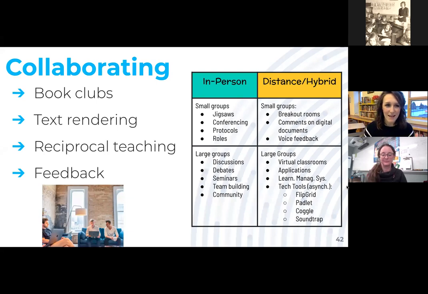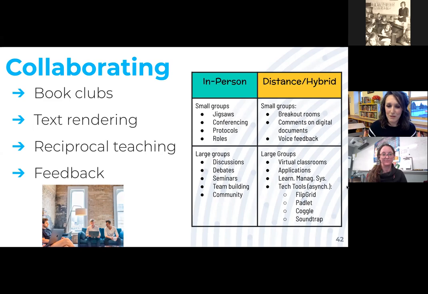Fisher and Frey say that we can have students collaborate through book clubs, text rendering, protocols, reciprocal teaching, and jigsaws, and having students provide each other feedback. In person, this in the past has looked like jigsaws, where students are working shoulder to shoulder, where we're conferencing with small groups or with learners one-to-one, where they are moving about our rooms freely and following protocols and fulfilling their roles in their groups.